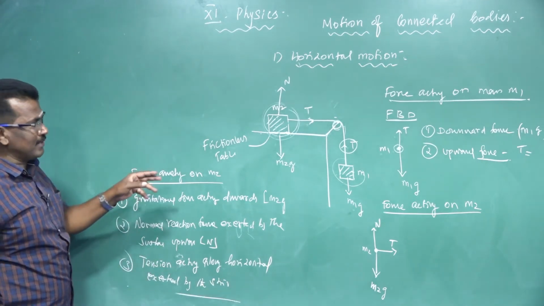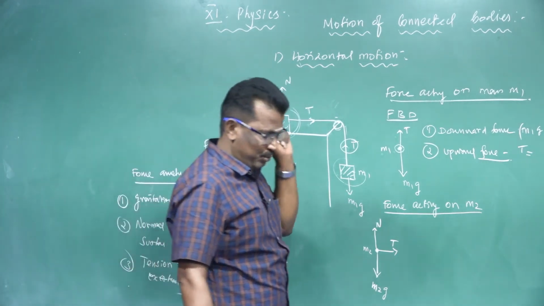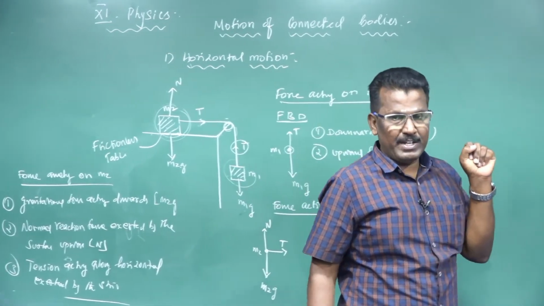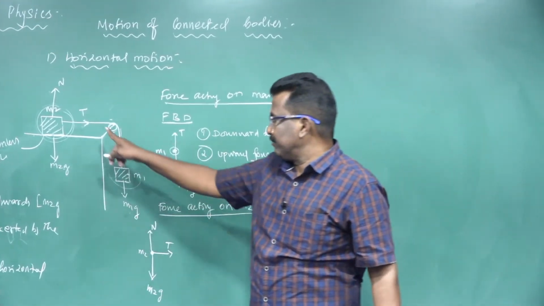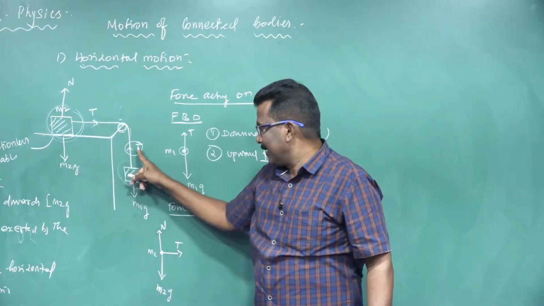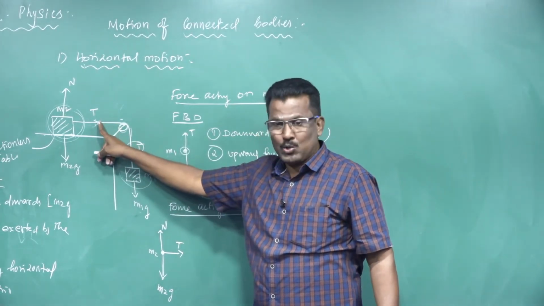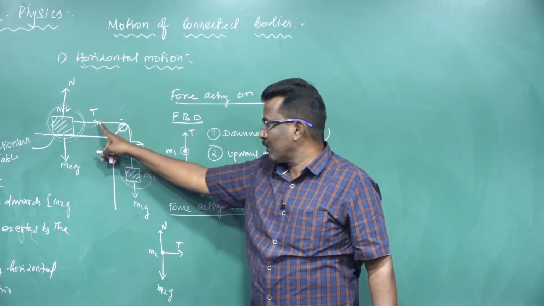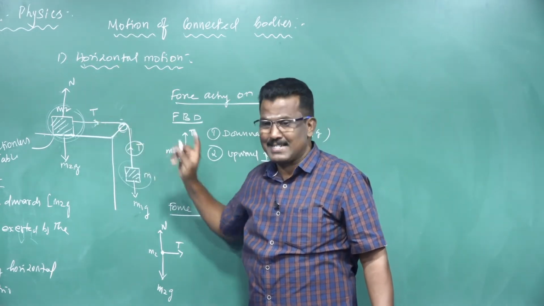So these are the forces acting on M1 as well as M2. By using this, now we are going to calculate the tension. The two tensions are equal. Tension T in this string and T in this string, the two are equal. Now we are going to calculate the tension as well as the acceleration.